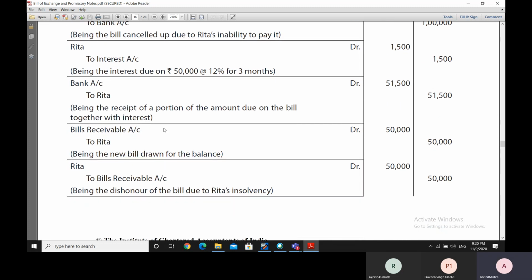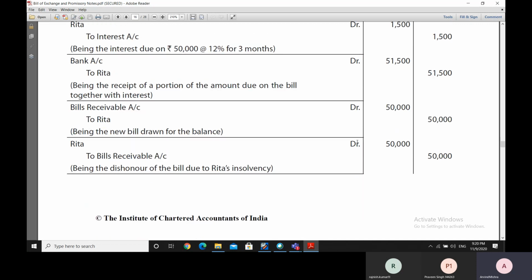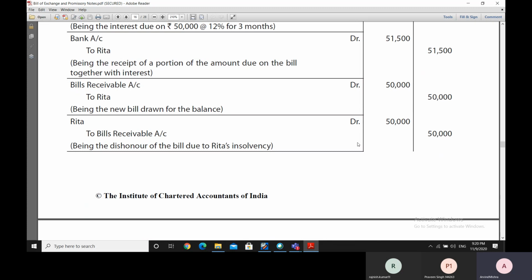Now thereafter a new bill is drawn and sent to Rita, and Rita accepts this new bill for rupees 50,000. So bill receivable account debit 50,000 and Rita is credited with 50,000 when she accepts this new bill for 50,000 rupees. But however, though Rita has accepted this bill, she fails to make the payment and therefore the bill is ultimately dishonored. And therefore when the bill is dishonored, then Rita will be debited and the bill receivable account that was debited earlier will be credited. So this is the reverse entry of the drawing of the bill.